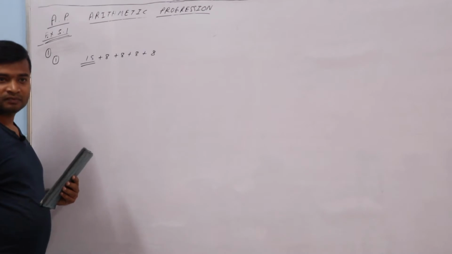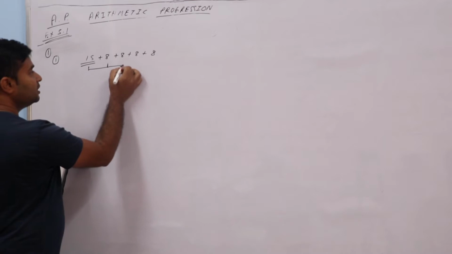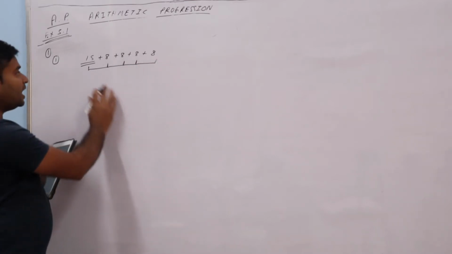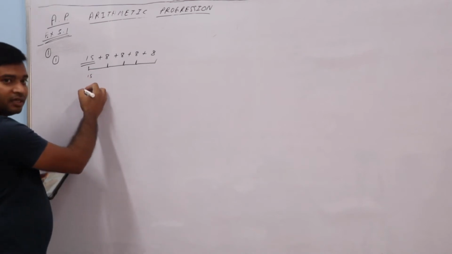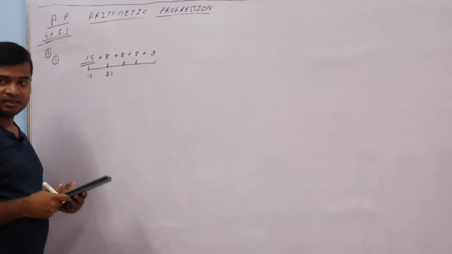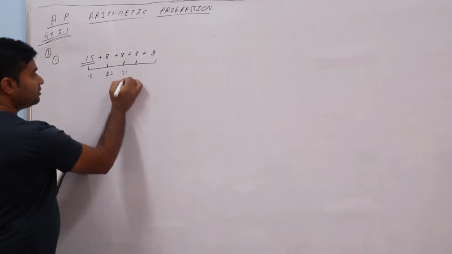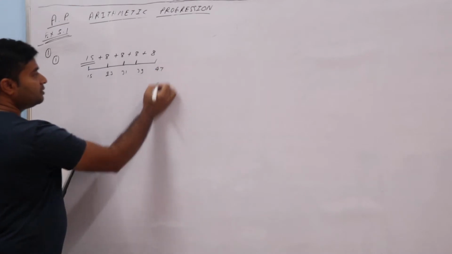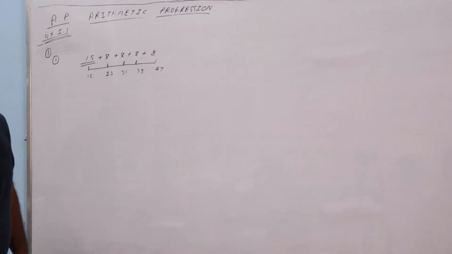This is for 1 kilometer, this is for 2, this is for 3, 4, 5, 6. If you add, how much will you get? First will be 15. 15 plus 8 is 23. Second will be 23. Third will be 31, then 39, then 47. Yes or no?